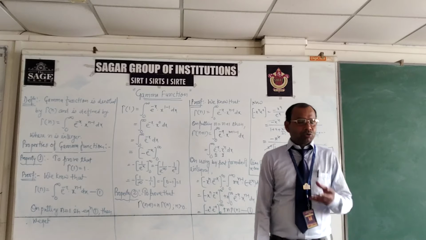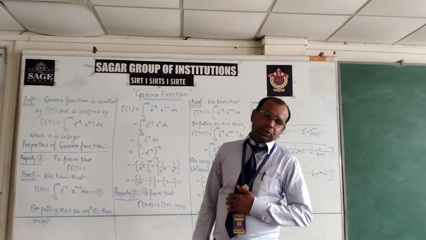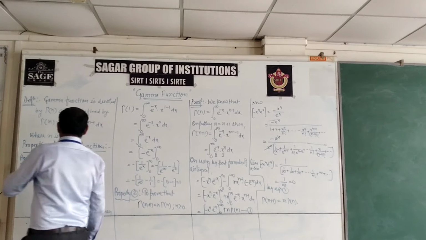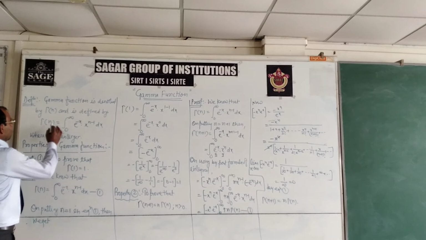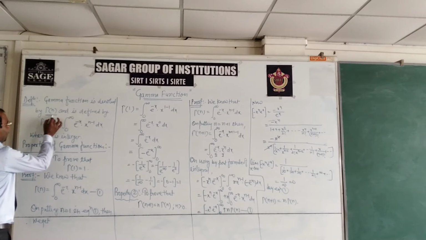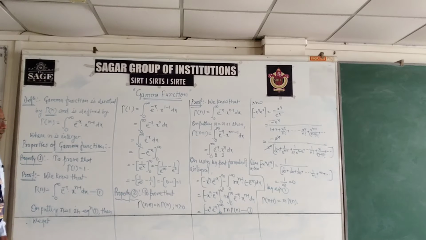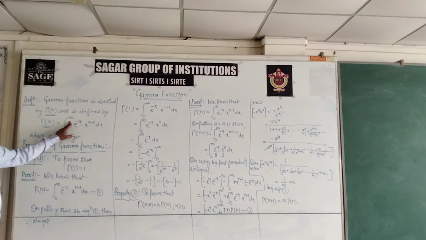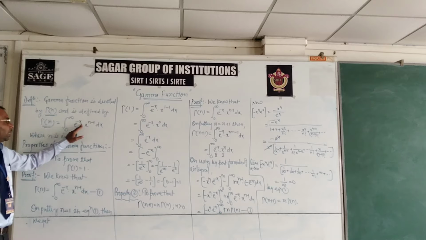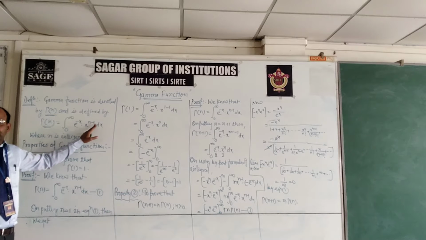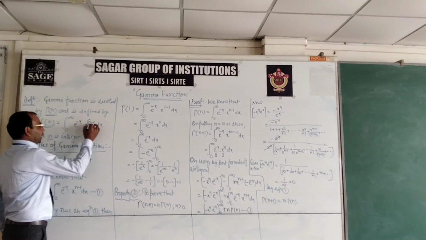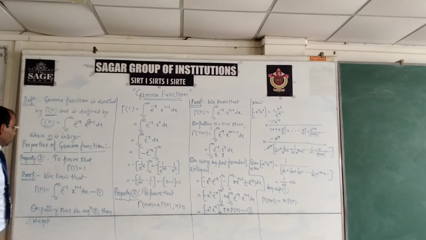What is the gamma function? How can you define the gamma function? The gamma function is denoted by gamma n and is defined by gamma n is equal to the integral from 0 to infinity of e to the power minus x, x to the power n minus 1 dx, where n is an integer.